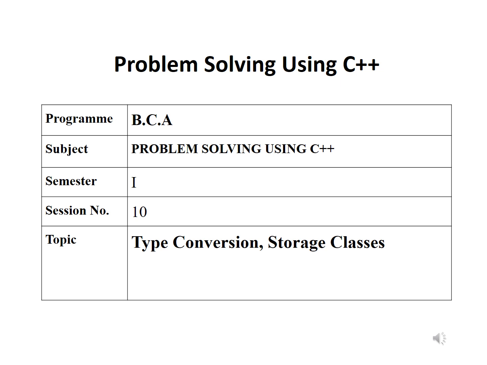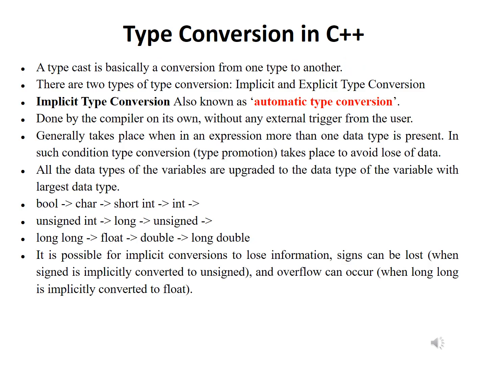In this session, I will be discussing type conversion and storage classes used in C++. Type conversion in C++. A typecast is basically a conversion from one data type to another. There are two types of type conversion, that is implicit conversion and explicit type conversion. Implicit type conversion is also known as automatic type conversion, done by the compiler on its own without any external trigger from the user.